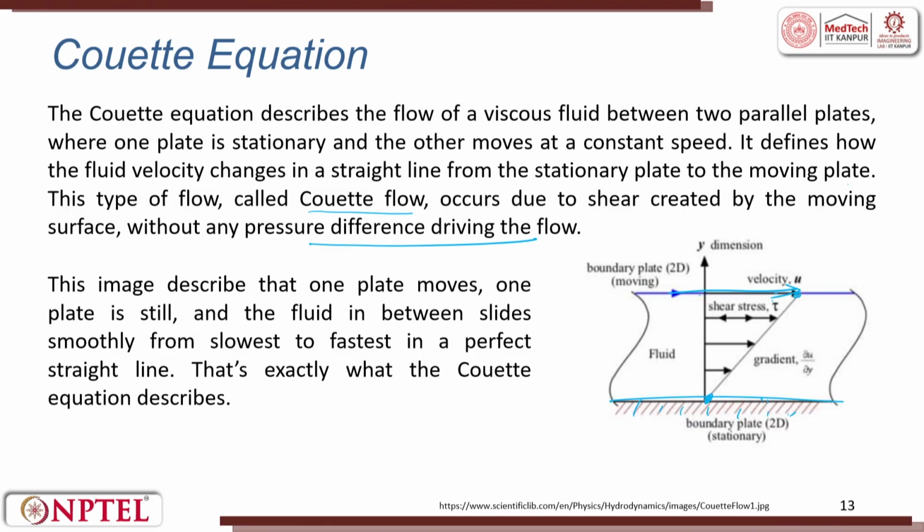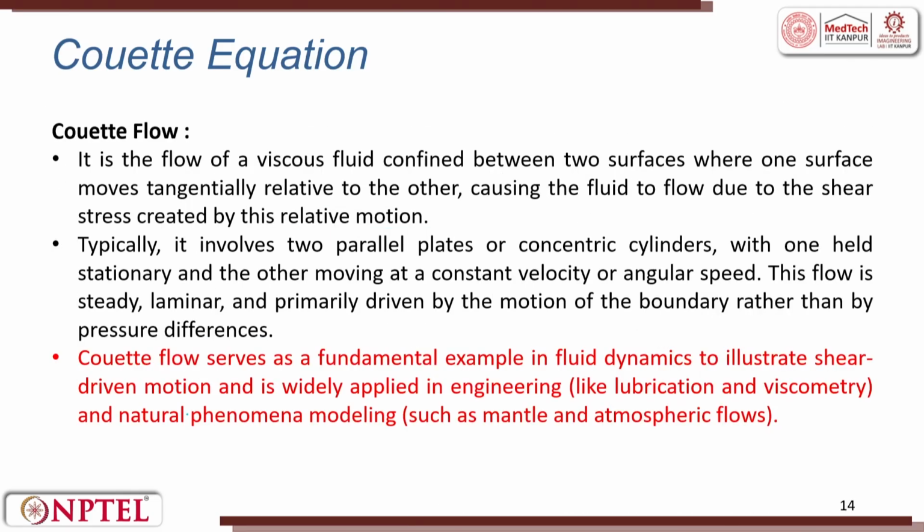So, without creating any pressure difference, the top plate is moving with a velocity u and that creates a shear stress tau. The gradient is du by dy. This image describes that one plate moves, one plate is stationary, and the fluid between the two slides from slowest to the fastest, because here it is 0, here it is fastest, in a perfect straight line. That is exactly what the Couette equation describes.